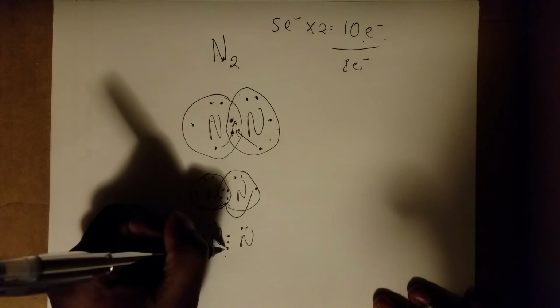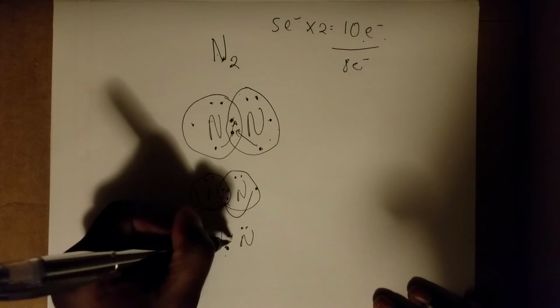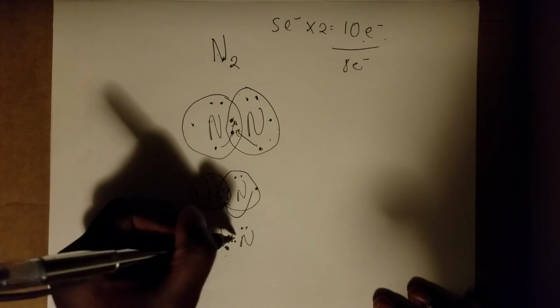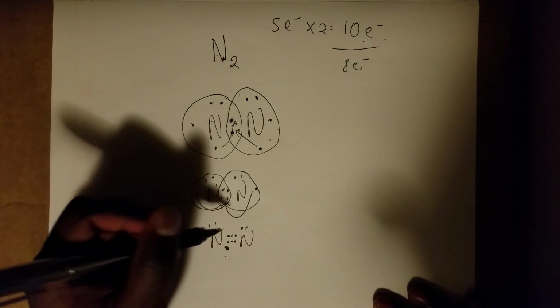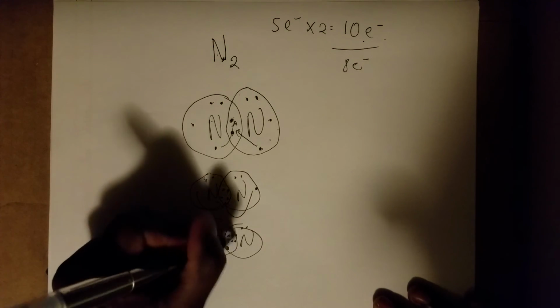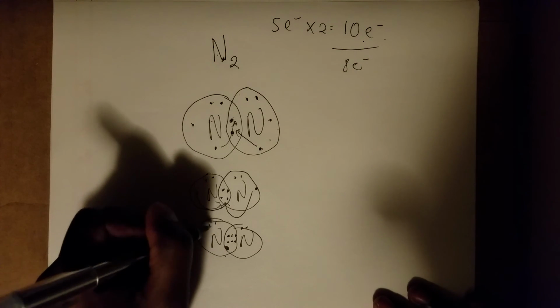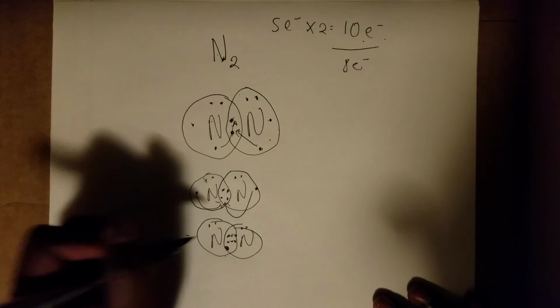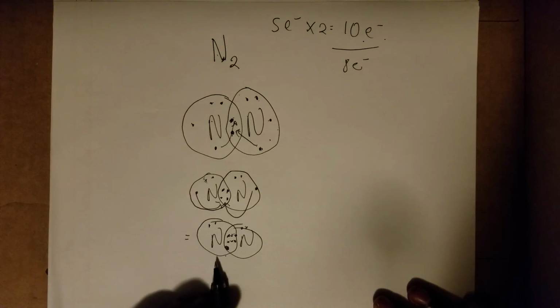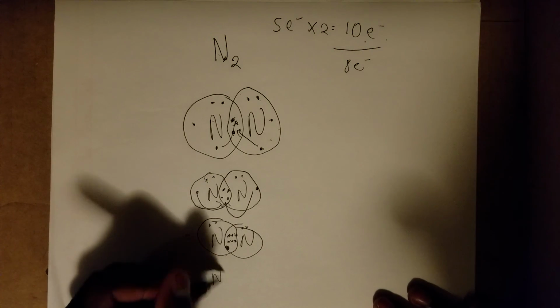Right here you have 2, so you take 1 from there and take them from here. Now you count that up, and you get 1, 2, 3, 4, 5, 6, 7, 8. So you get a stable structure. That's how it is. This is called a triple bond.